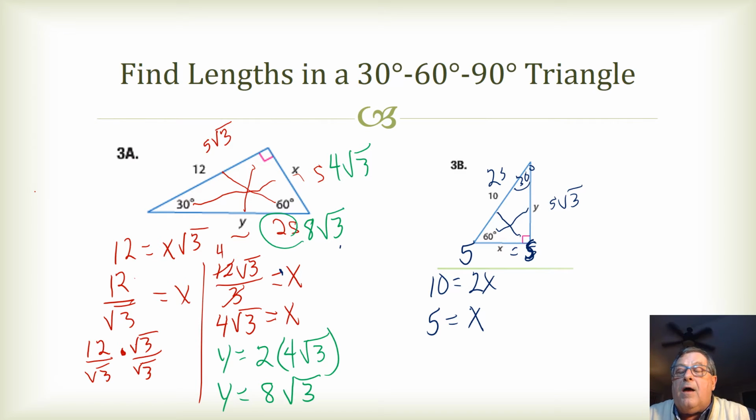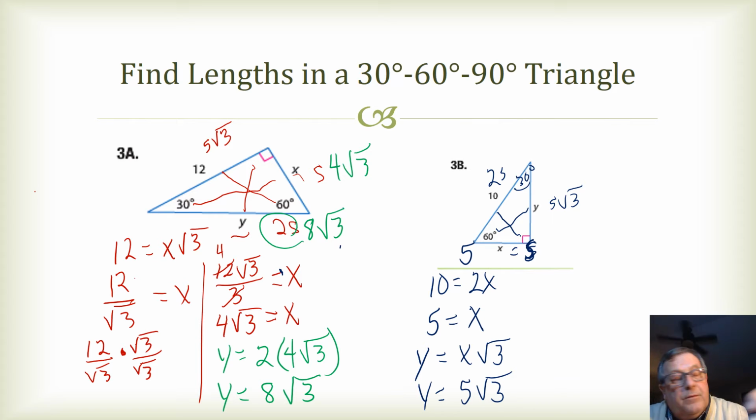All right, so 5. Now the longer leg is the square root of 3 times the length of the shorter leg. So y is equal to x times the square root of 3. And we know that x is 5, so y is 5 times the square root of 3.